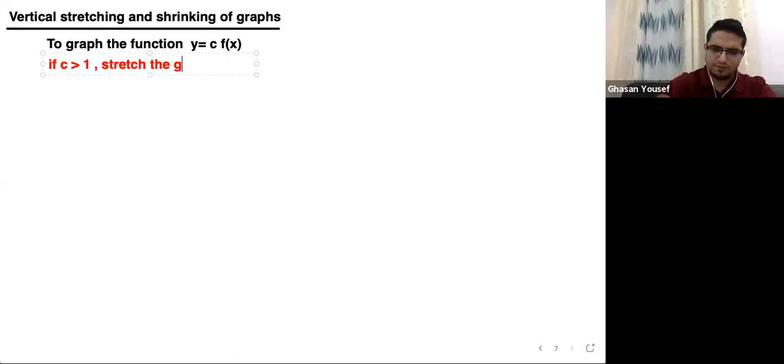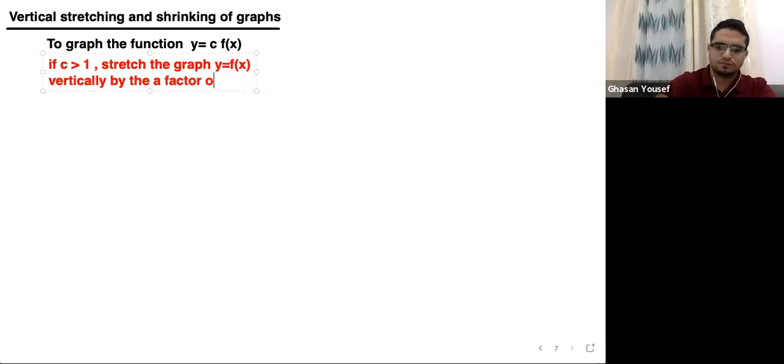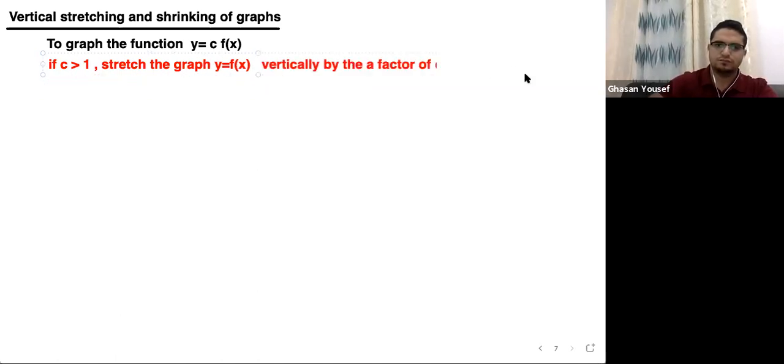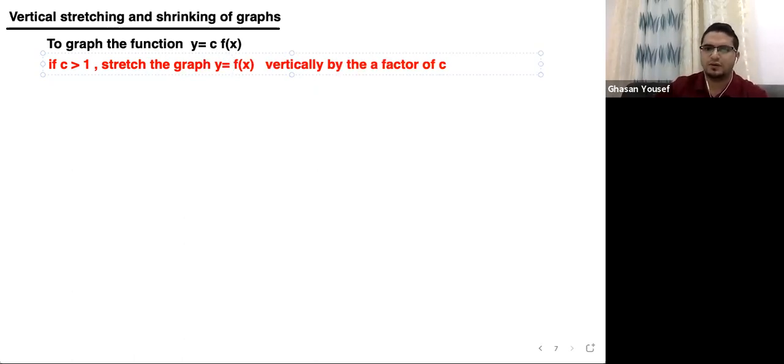the graph y equal f of x vertically by a factor of c. If this c is greater than 1, like 2, 3, 4, 5, we're going to stretch the graph y equal f of x vertically by the factor of c.